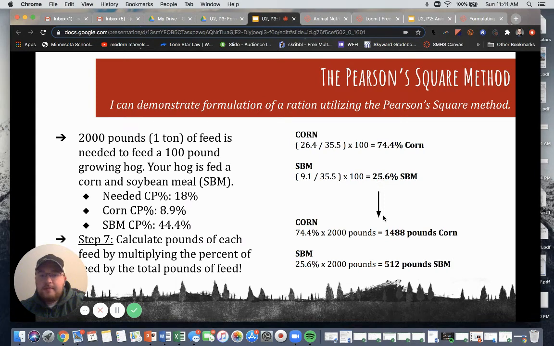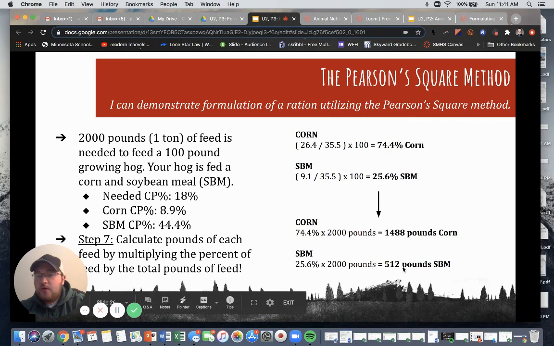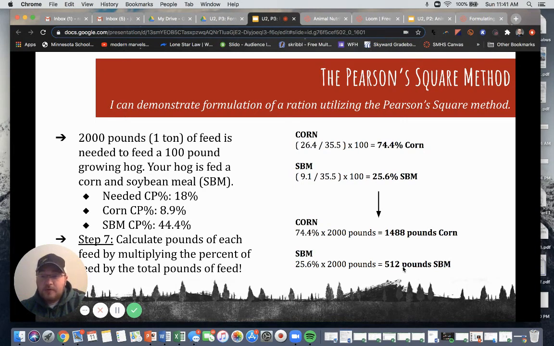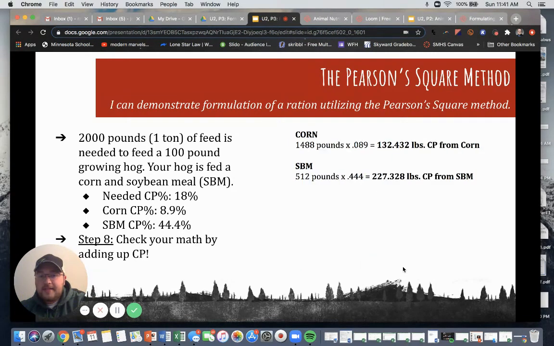So then we can multiply those percentages by 2,000 pounds, because that's how much is in a ton. And then this helps us determine that we need 1,488 pounds of corn and 512 pounds of soybean meal. Then we can mix this together really, really well. And then we can assume that when the hog eats its dinner, it's going to have an adequate supply of crude protein between the corn and the soybean it's getting.